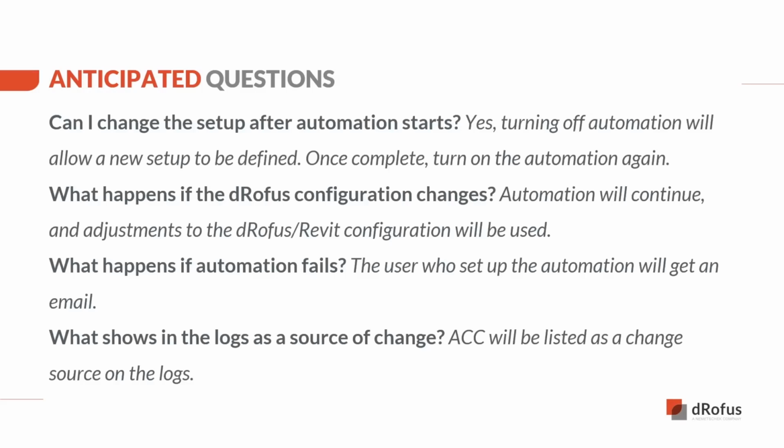What happens if the logs source changes? So the ACC will be listed as a change source in the logs. What I mean by that is if you make a modification to dRofus, whether you're using the desktop or the web or Revit, you'll see a source of change in the logs on the rooms. When ACC is used, you'll actually see ACC listed in that change source in the logs.